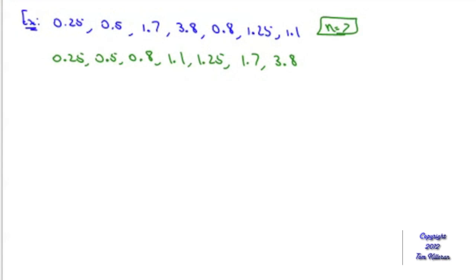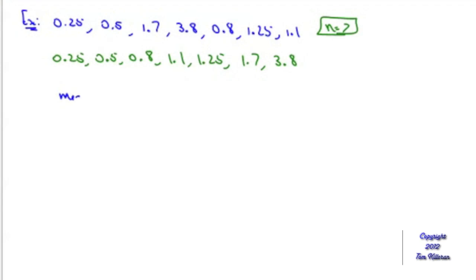Okay, 1, 2, 3, 4, 5, 6, 7. So we know how many there are, and we've got them in order. Now we can start answering mean, median, mode. Now this gets nasty because the numbers are decimal, but thank God you have a calculator.